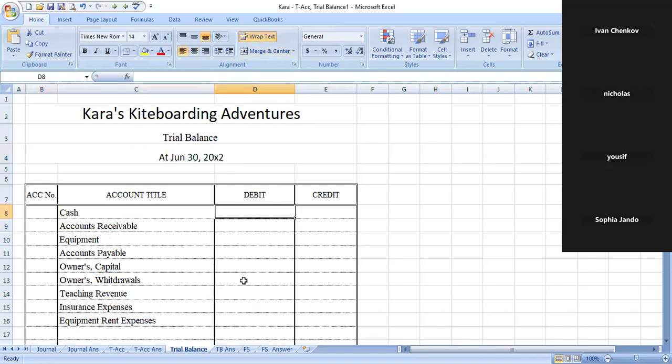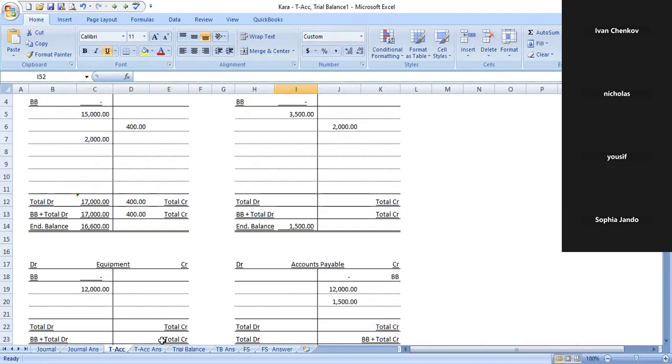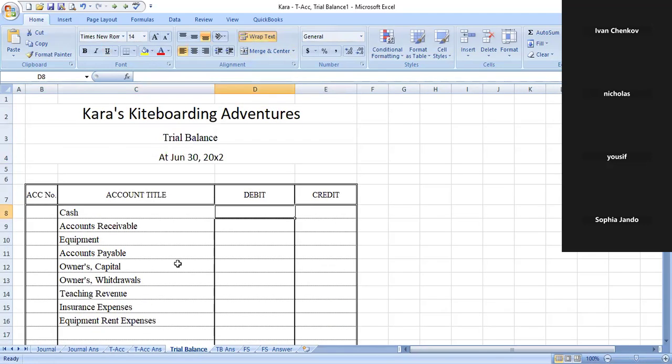Now, the next thing that we have to do is to transfer all the balances that we have on the T accounts here into the trial balance. We're going to change this teaching revenue because that bothers me. We're going to say only revenue, not teaching revenue.